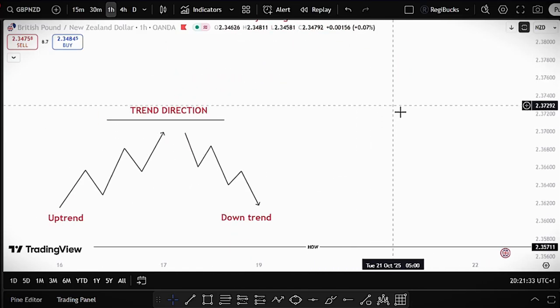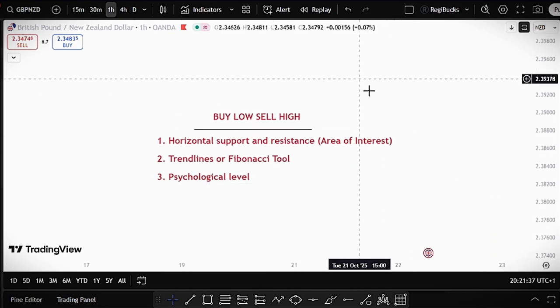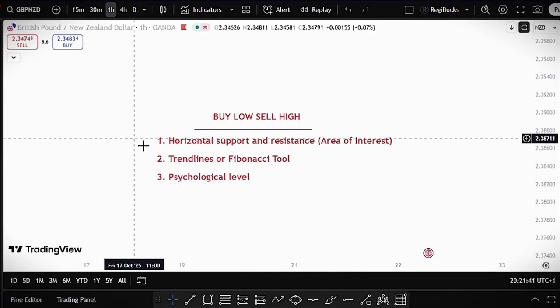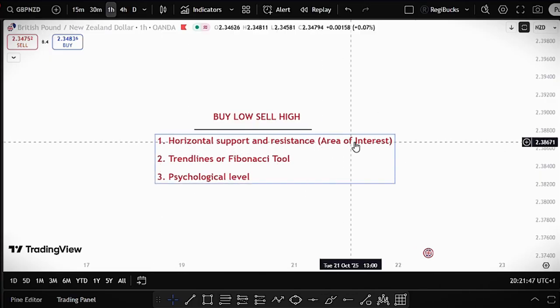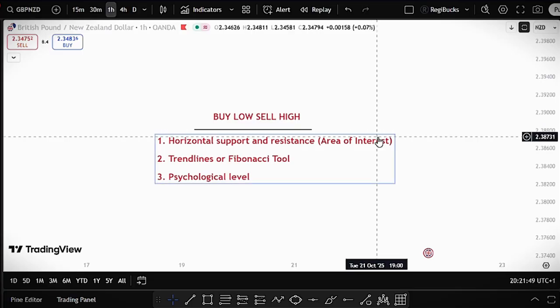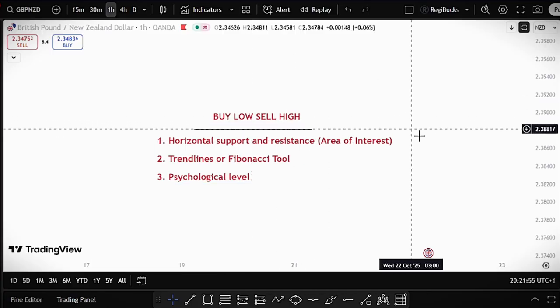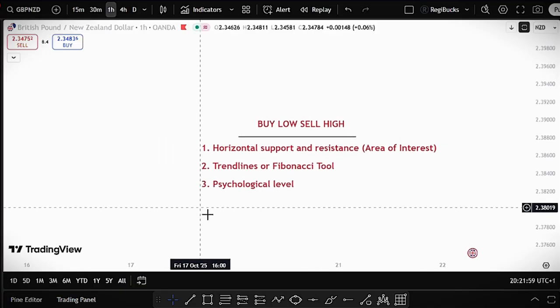So now let me explain the concept of buying low and selling high. Buying low and selling high comes down to three things that I look out for. First, horizontal support and resistance, also areas of interest. So buy low means buy at support, sell high means sell at resistance. And then the second thing I look for is trend lines or the Fibonacci tool.